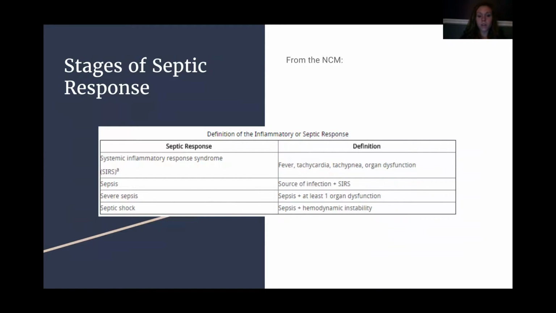Severe sepsis occurs whenever sepsis may be diagnosed along with at least one organ dysfunction. So that could be the heart, lungs, brain, any organ. And septic shock, which is the final stage of the septic response, occurs when sepsis is present along with hemodynamic instability.